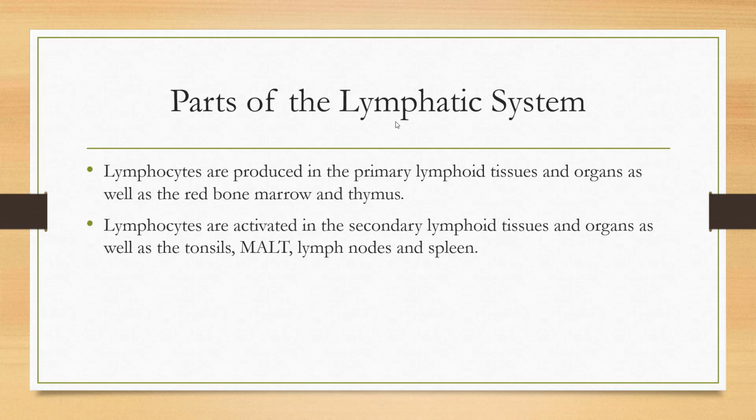So that's a general overview of the components of the lymphatic tissue. But the summary you should take from this slide is that lymphocytes will first be created in the primary tissues and organs, and then they'll be activated. So they become active in the secondary lymphoid tissues and organs.